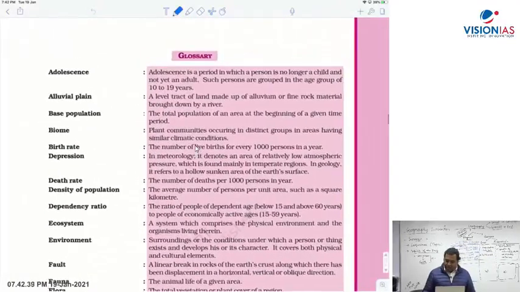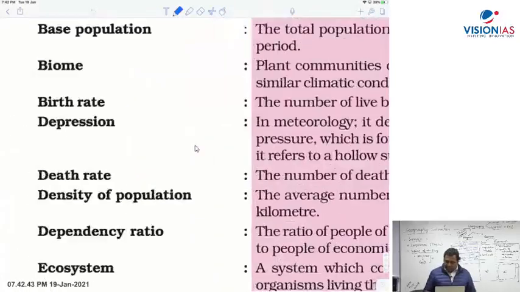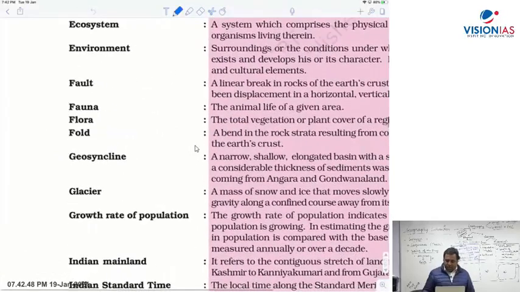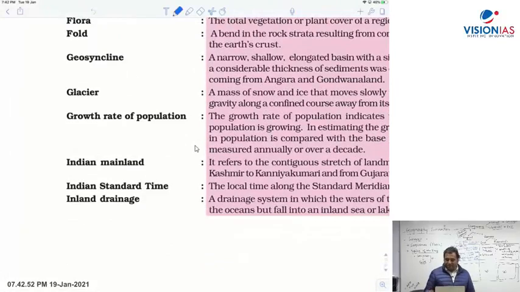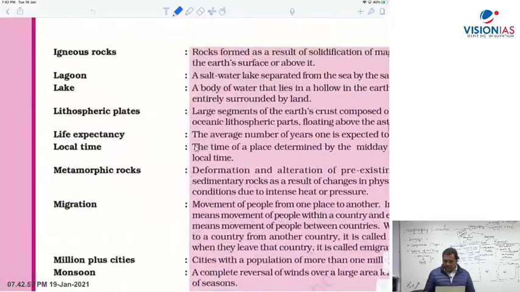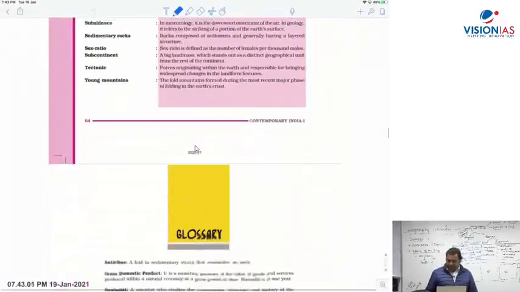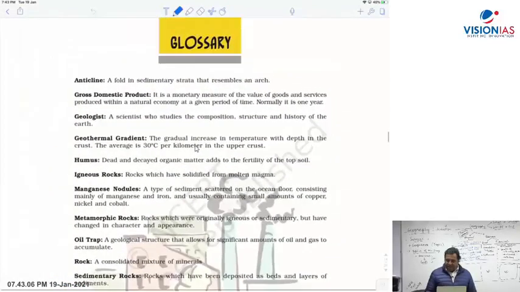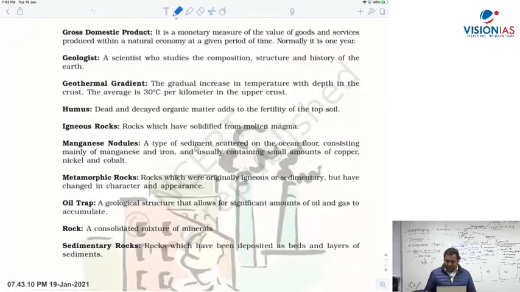For example, adolescence, alluvial plain, base population, biome, birth rate, death rate. You can see ecosystem, environment, flora, fauna, fold, geosyncline. All these are words which you generally find confusing. So if you can just have this, igneous rocks, lagoons, lakes, lithosphere plate, everything is given. This is your class 6th appendix. Then you have the glossary of terms for the next: anticline, GDP, geothermal gradient, humus, everything is given.